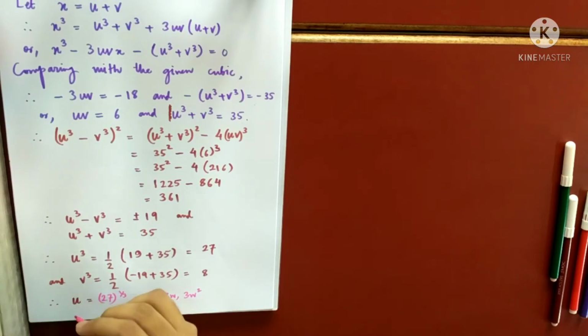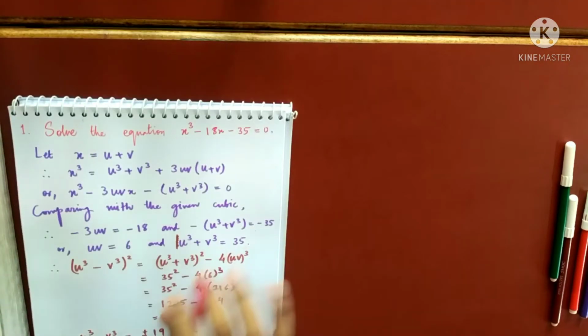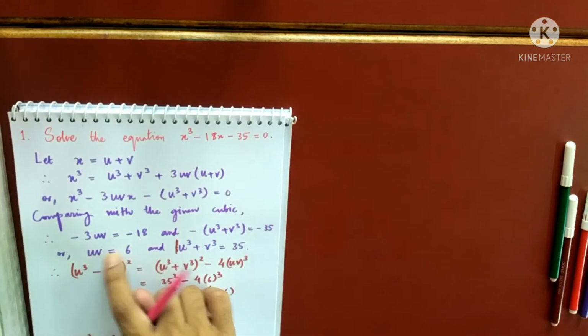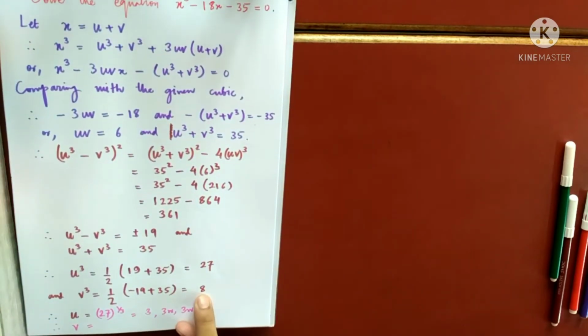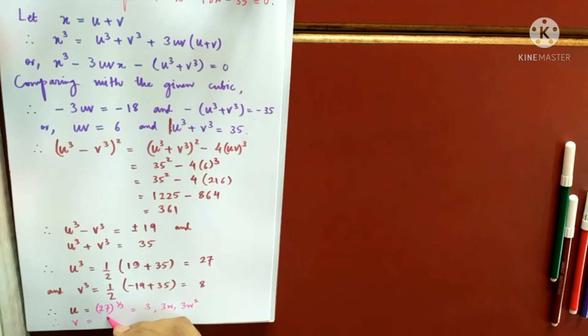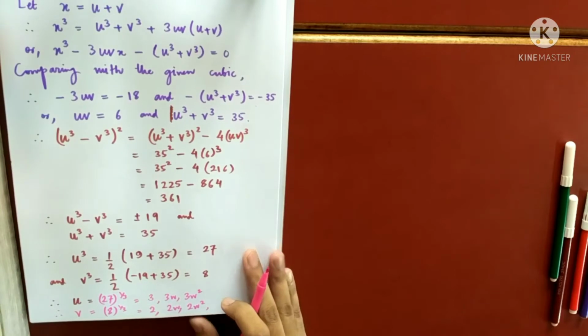Okay. And similarly, you can also determine v from here. What is v? 6 by u. You can also determine it from here, or use this only. So what will be v? It will be the cube root of 8. It is 2, 2 omega, 2 omega square. What is omega? You know, you have to write it down. I'll write it on the next page possibly.